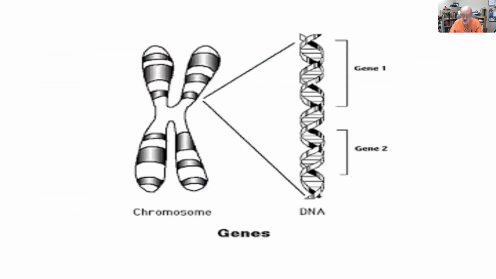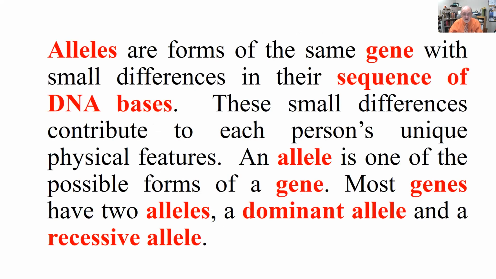This diagram shows 2 gene segments that are placed next to each other on a specific chromosome. And that's the chromosome, see gene 1 and gene 2 from this chromosome on the left. Every person has 2 copies of each gene, one inherited from each parent. Most genes are the same in all people, but a small number of genes, less than 1% of the total, are slightly different between people. Alleles are forms of the same gene with small differences in their sequence of DNA bases. These small differences contribute to each person's unique physical features.